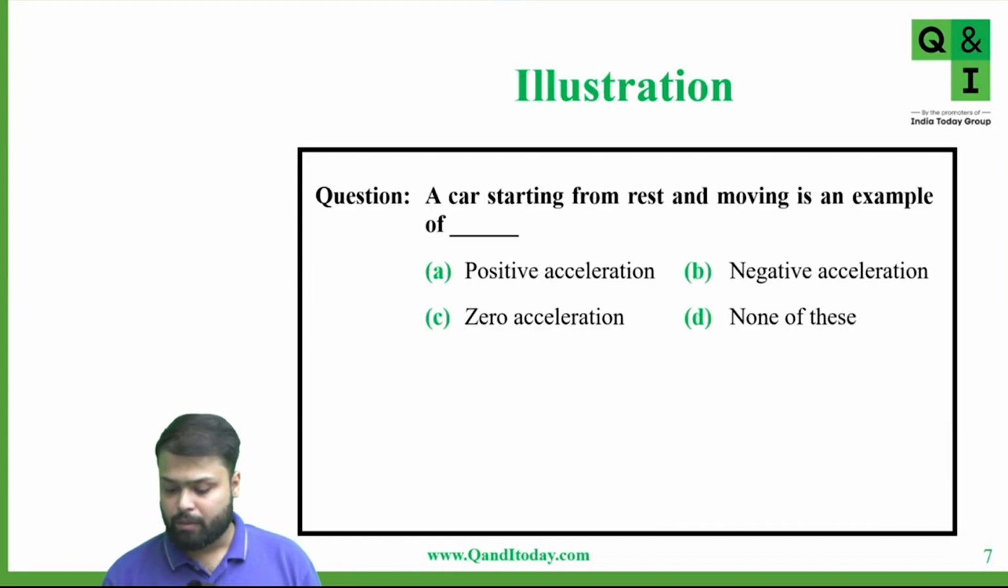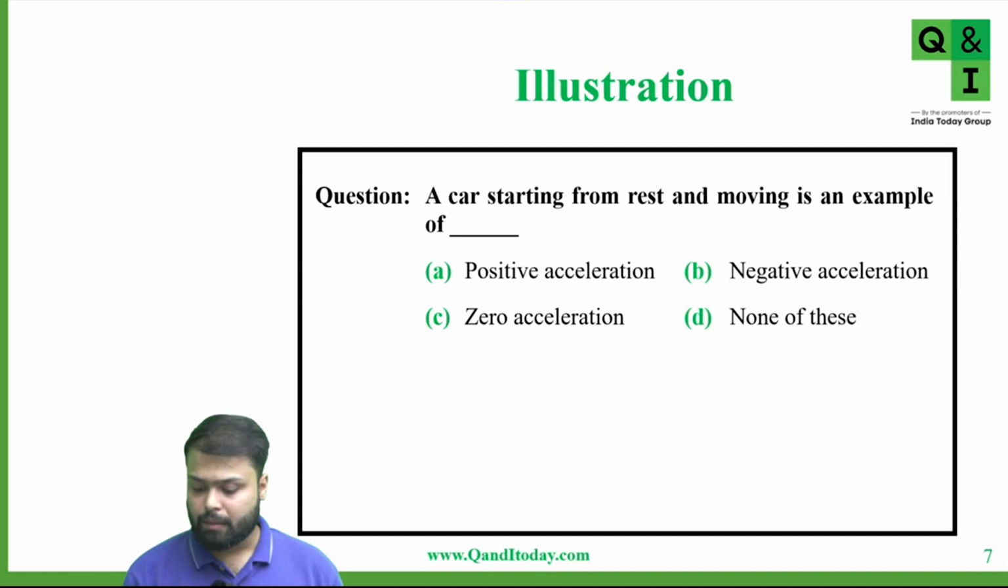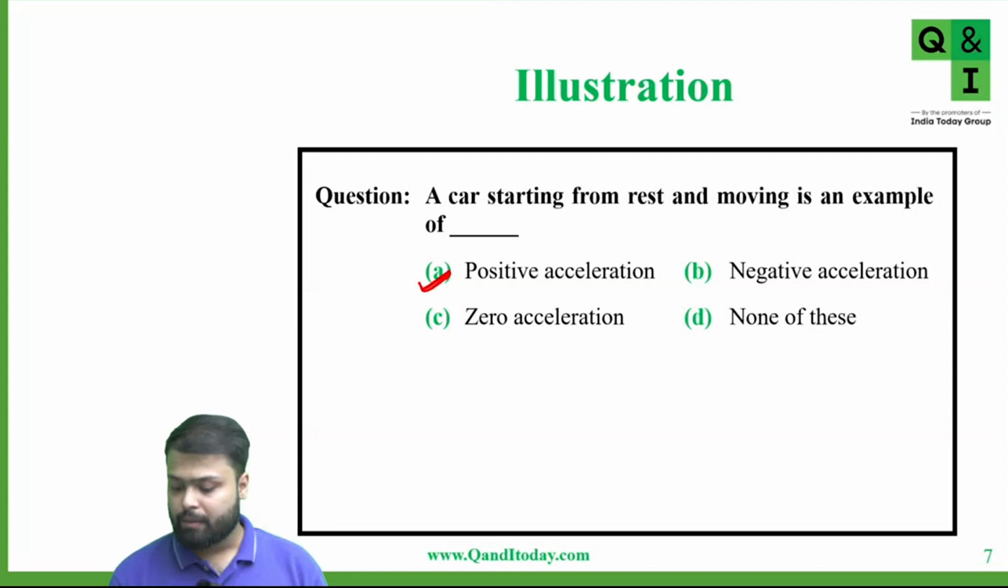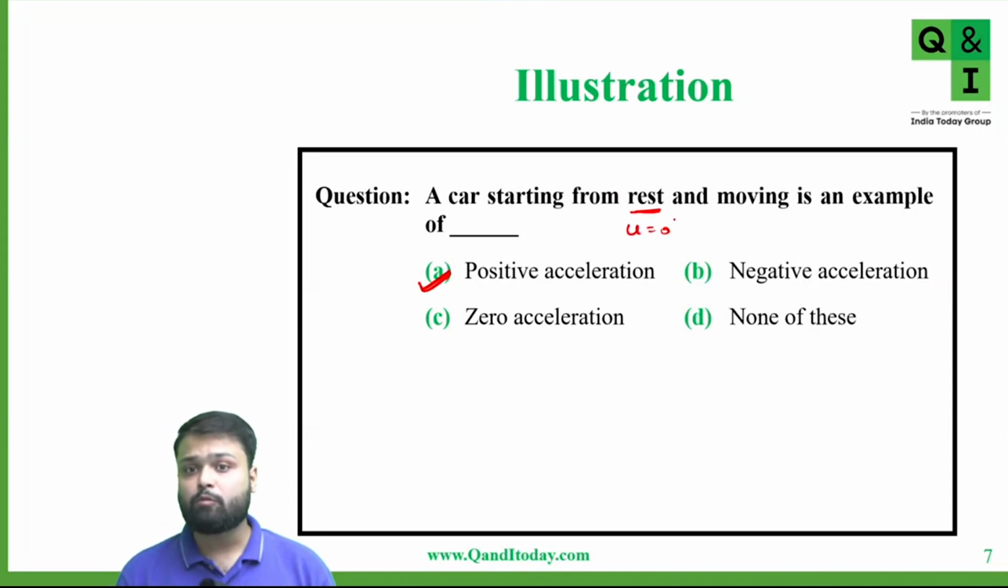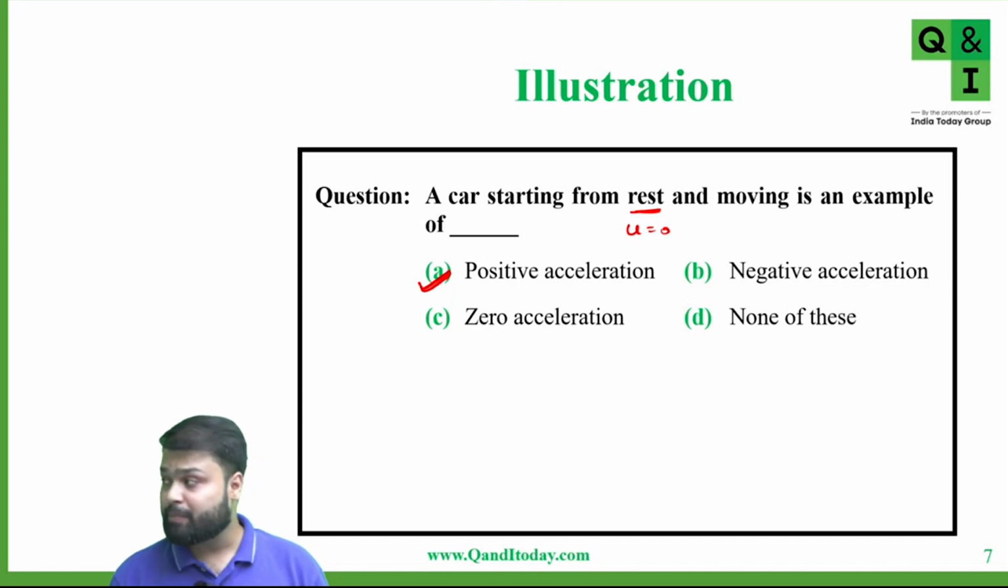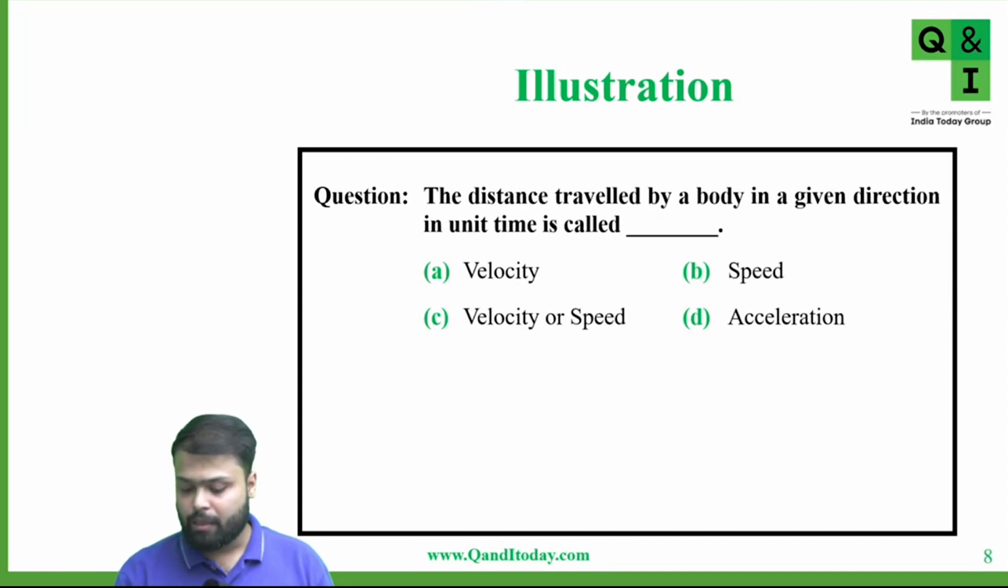Okay, very good. So tell me the answer. A car is starting from rest and moving is an example of positive acceleration. Okay, clear? Because if a car is starting from rest, that means initial speed is zero, and it starts moving, that means its speed is increased. And if speed is increased, that means there is a positive acceleration. Yes or no? That means acceleration is supporting the motion. So the answer is A, positive acceleration. Clear? Very good.